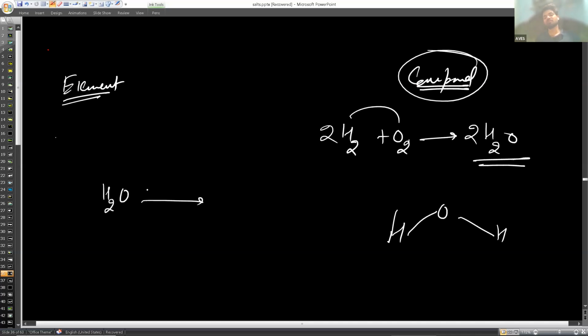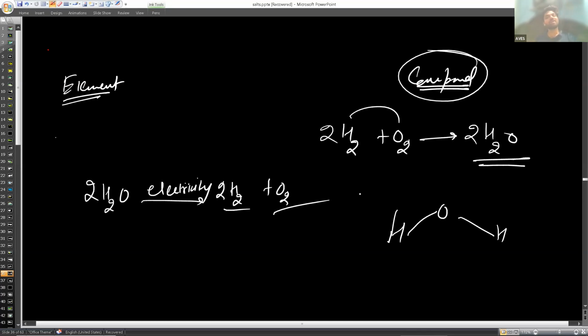Like this is water. When you pass electricity through it, it gives you H2 plus O2. So here you see that a new substance is formed. The new substances we are obtaining show that a compound can be broken into two or more simpler substances by chemical methods.